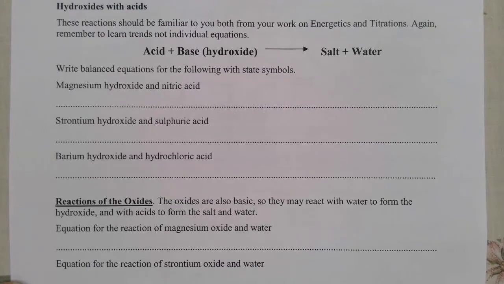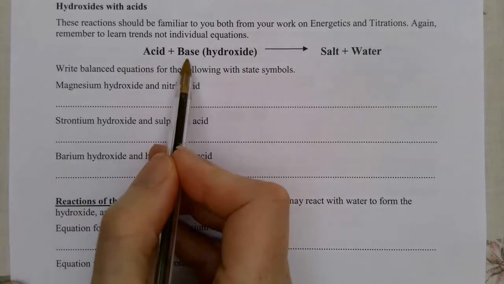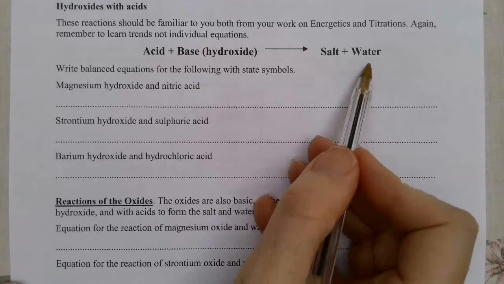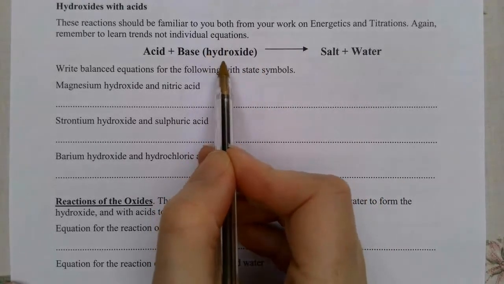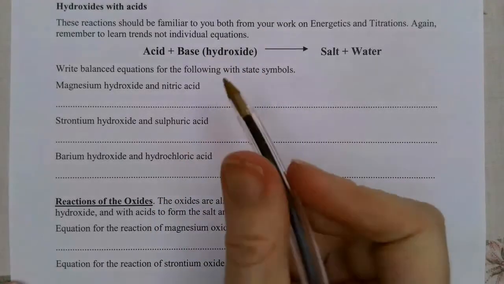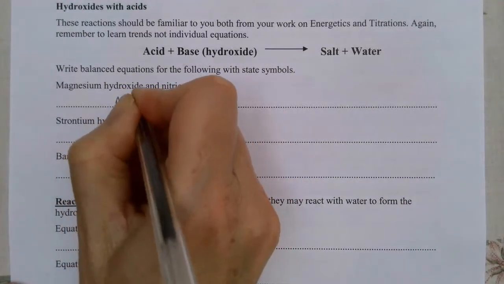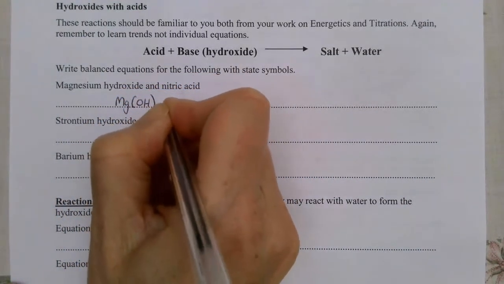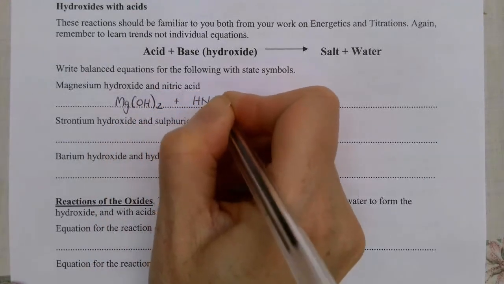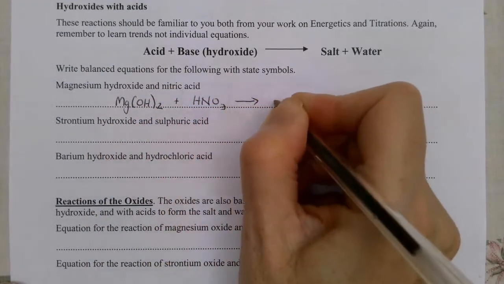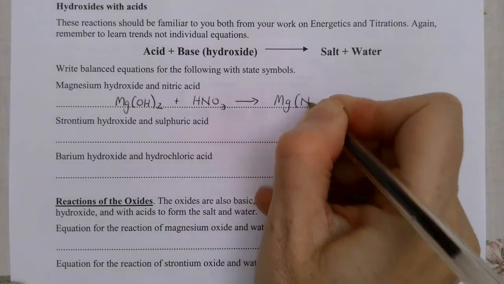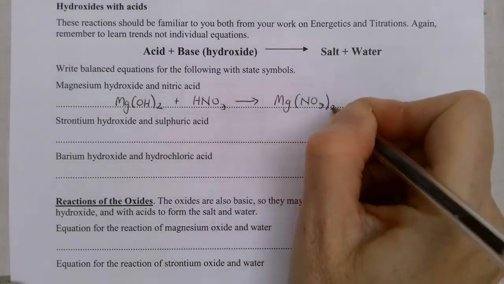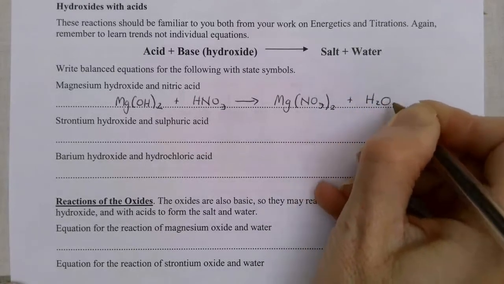There are some reactions that you need to know. So you need to know that an acid plus a base gives you salt and water. So the base we're using in this case is hydroxide. So we have magnesium hydroxide, Mg(OH)2, and nitric acid, which is HNO3. You do need to know the formulas of all your common acids. Magnesium is a 2+ ion, so it needs 2 nitrates.